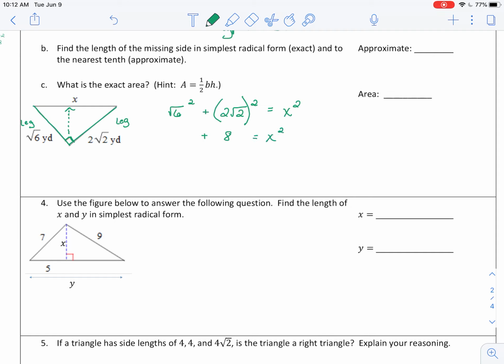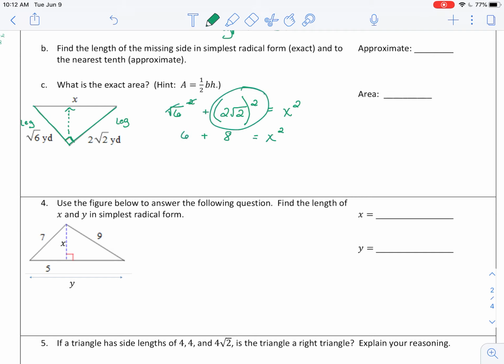I also need to square my root 6. So you could go ahead and do the thing where you write it twice. Root 6 times root 6 is square root 36. That's a perfect square. It's 6. You could do that. Or you could just remember when we solved by square roots, we said that a squared cancels out a square root.